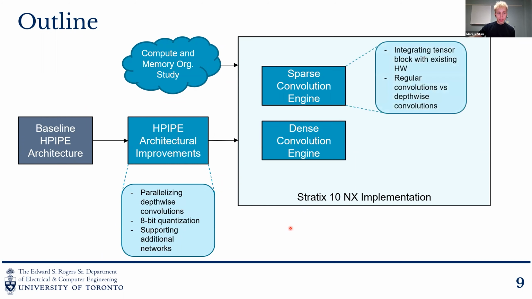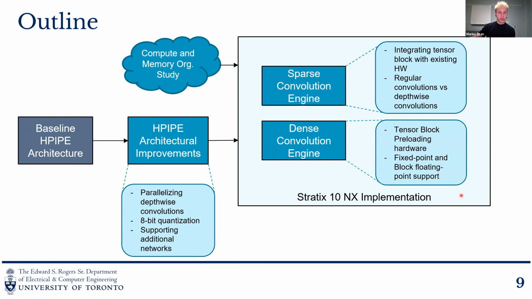We then implemented a sparse convolution engine. This integrated with the existing hardware, and we'll cover how we implemented regular convolutions versus Depthwise convolutions. Then for the dense convolution engine, which utilizes tensor mode, this one uses vector mode and scalar mode. This one uses tensor mode. For this convolution engine, we needed to create a whole new module. And so for that, we did a compute and memory organizational study before creating the dense convolution engine shown here. And we'll cover each one of these contributions in this presentation.